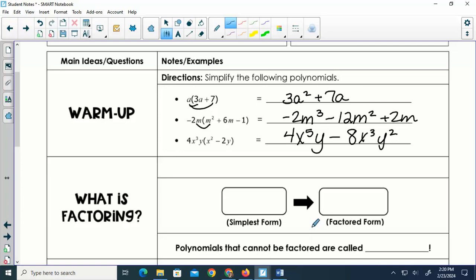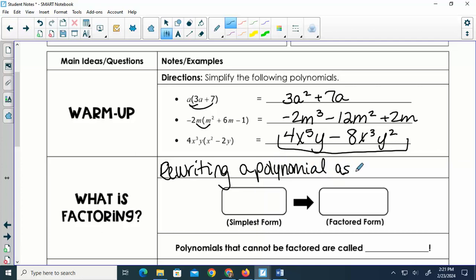Today we are going to start factoring, which is going in reverse. If we start with this, is there any way to figure out what we were originally multiplying together? So factoring is rewriting a polynomial as a product. Going backwards and figuring out what was originally being multiplied together.